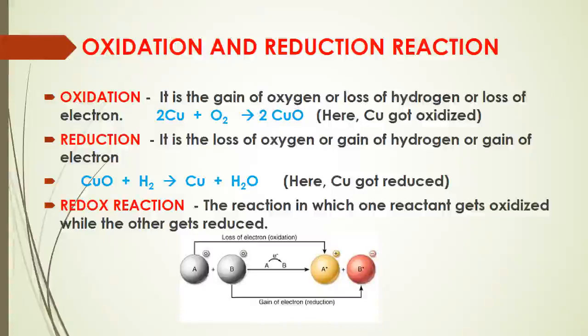And next is reduction, that is removal of oxygen or addition of hydrogen, or we can also say gain of electron. CuO, when reacts with hydrogen, will be converted into Cu plus H2. Here Cu got reduced. When oxidation and reduction reaction take place simultaneously, the type of reaction is known as redox reaction.